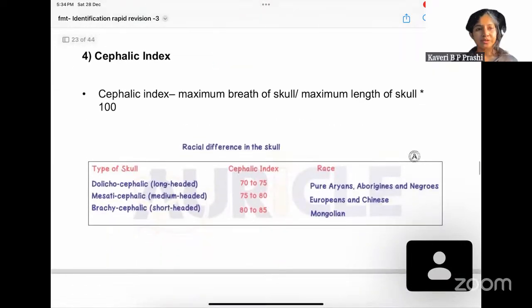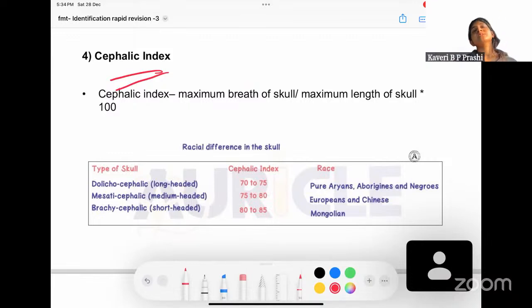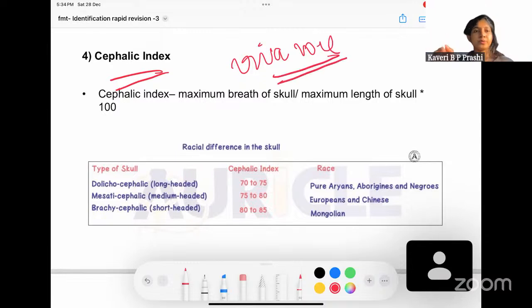Coming to the next question, cephalic index. This question not only comes for you as a 3-marker, it can also come as a viva and as a practical question. In your practical, you should be able to find out, by looking at the skull, the cephalic index, and gauge whether the race is Aryan, European or Mongolian. It can come as an MCQ also, even in your NEET later. So what is cephalic index?